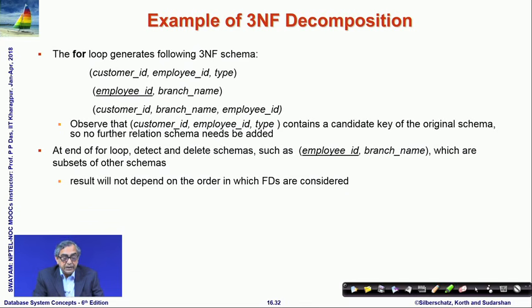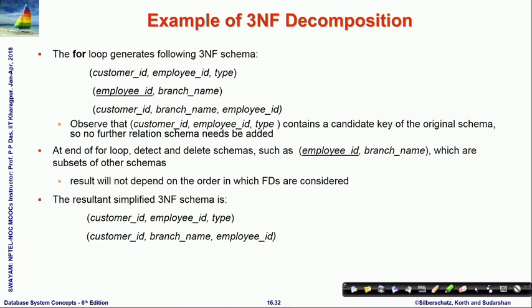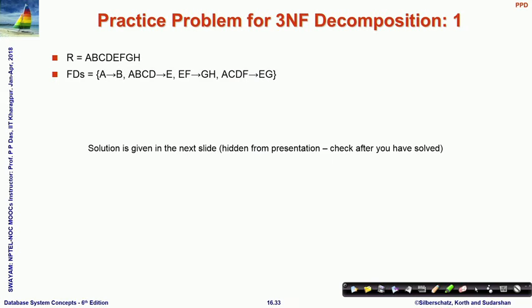This is stated in terms of the detailed algorithm, but you can say that the relation employee ID and branch name, the second relation in the decomposition, is actually a subset of the third relation. So, you can remove that as well. You will be left with only 2 relations in this decomposed schema, both of which are in third normal form, and this decomposition has guaranteed you lossless join and dependency preservation.